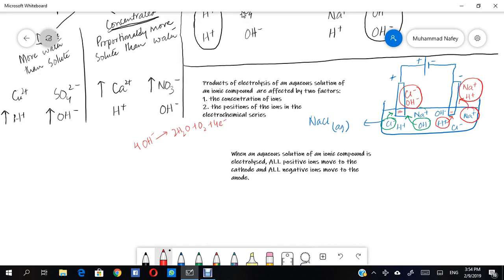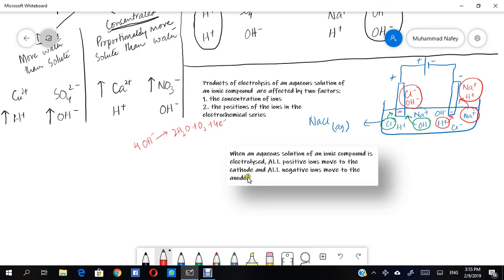Therefore, if the hydroxide ion is discharged, it's going to produce oxygen. The takeaway point here is that only one of the two ions will be discharged. So what happens is that when both the cations move to the cathode and both the anions move to the anode, there's a competition between the two. That means the sodium ions will be competing with the hydrogen ions and the chloride ions will be competing with the hydroxide ions to see which of the two is discharged, whether sodium or hydrogen at the cathode, or either chloride or hydroxide at the anode.